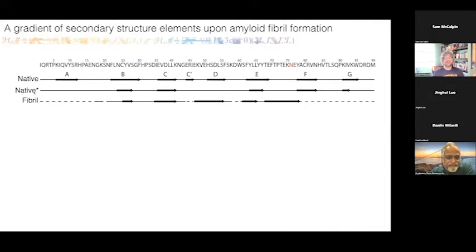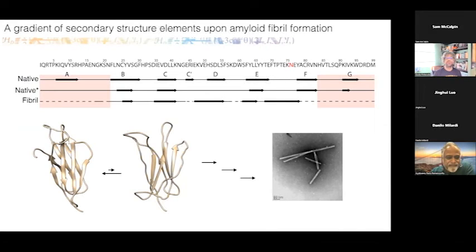You can see there is a gradient of secondary structure elements upon fibril formation. The regions where we did detect conformational changes in crystals are actually the ones where the beta strands of the native fold disappear in the fibril or are modified.